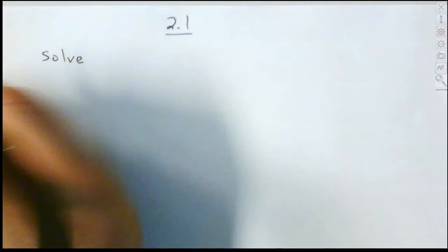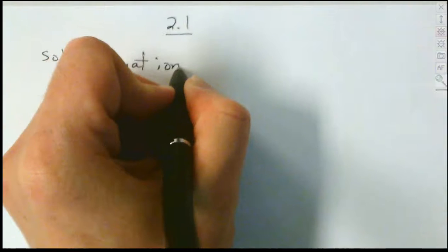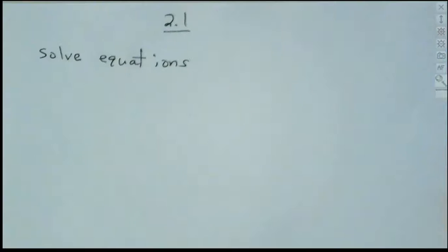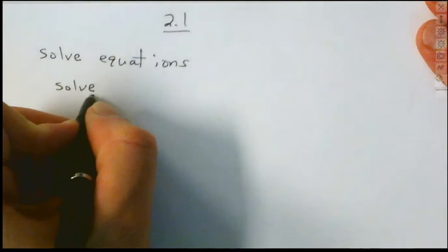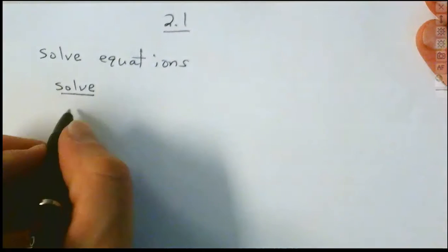We're going to learn today how to solve equations. When we solve these equations, what we want to do is get the variable by itself on the left-hand side, and the numbers on the right-hand side. So we're going to start off with a very, very simple equation. We're going to solve this equation.